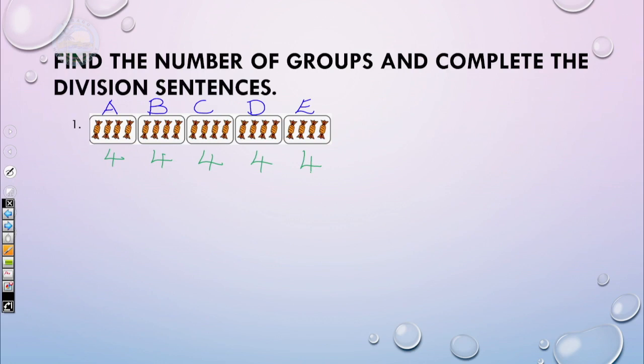So let's see if we can come up with a division sentence. Bearing in mind, the total number of sweets will be your dividend. The number of sweets in each group will be your divisor. And the total number of groups will be your quotient or your answer. Let's see. If you got 20 divided by 4 equals 5, you are correct.